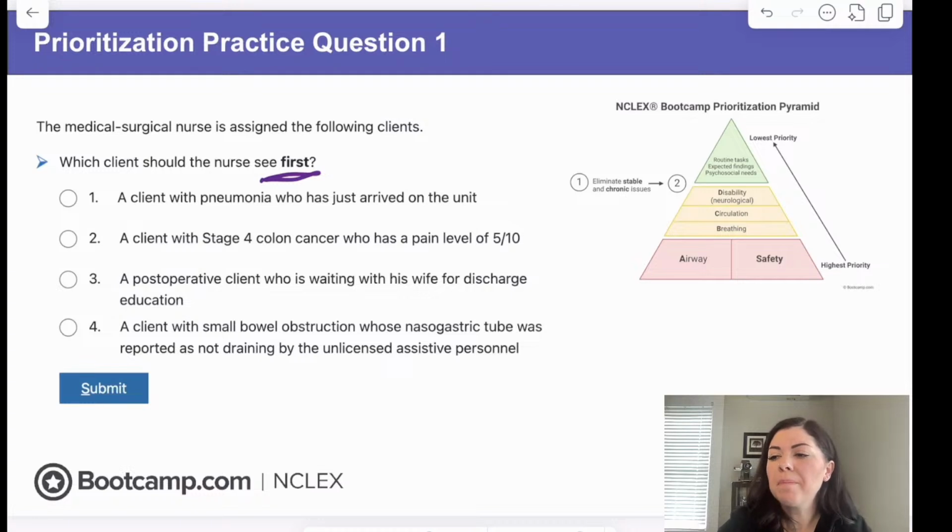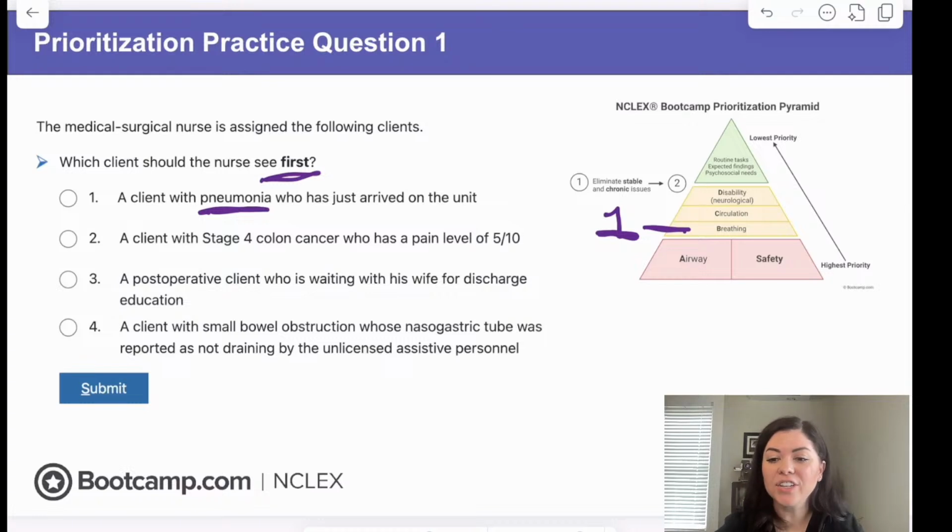So let's look a little closer. We have a client with pneumonia who just arrived on the unit. If we look over here at our pyramid, we know that pneumonia can pose a breathing issue, which is of course a concern, but there is something even more concerning about option 1. Can you guys tell me what has you concerned about option 1 besides the pneumonia? What do we think? And this is the reason I chose this question for the webinar today, it's a very, very important teaching point, kind of an NCLEX tip.